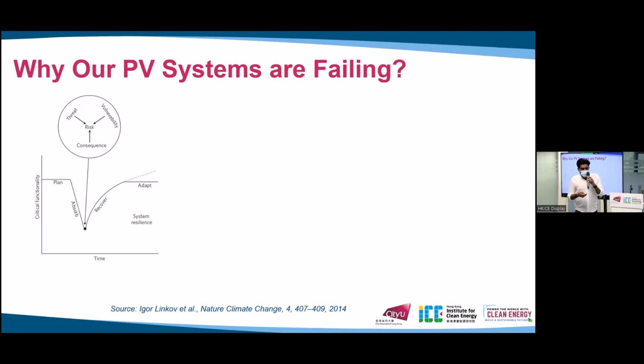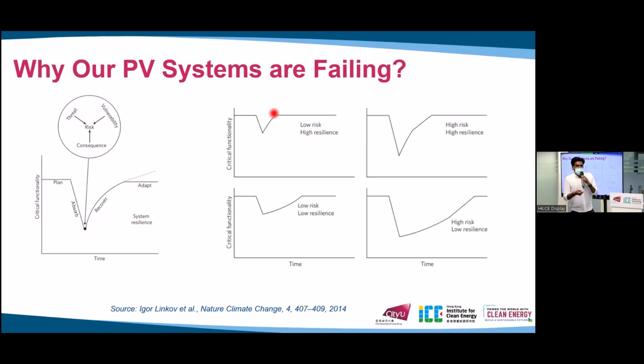Now, if you see here, it's just low risk, but we are able to recover faster. So that means it is a high resilience system. Now here, if you see, the risk is very high, but still we are trying to address it in no time. So that means high risk, high resilience systems.